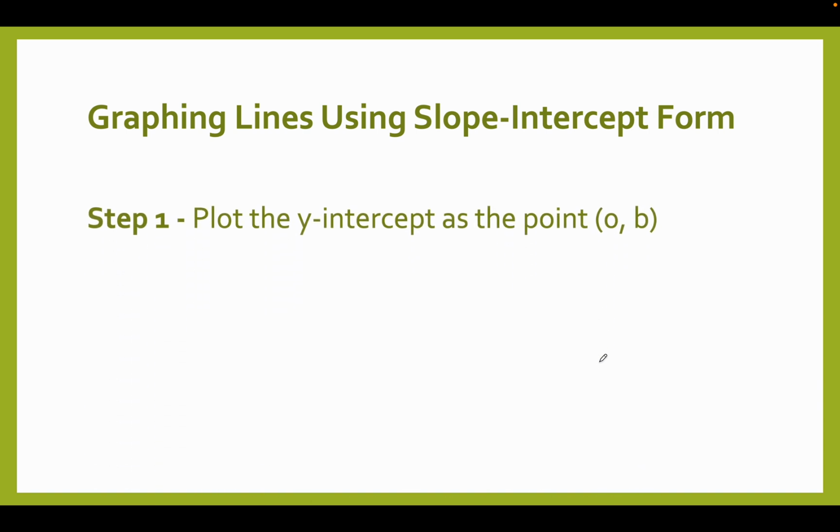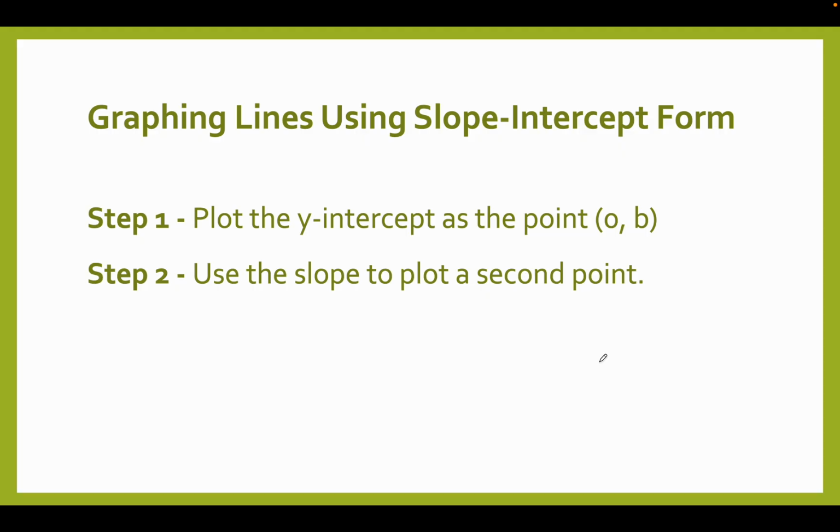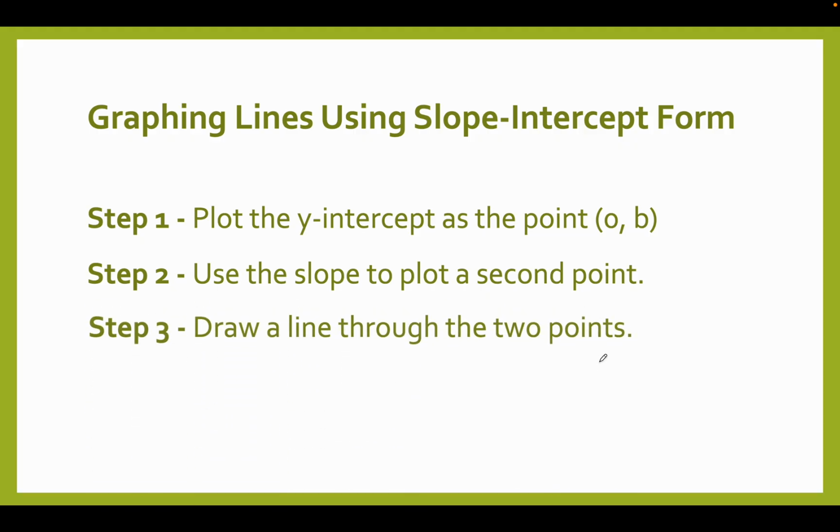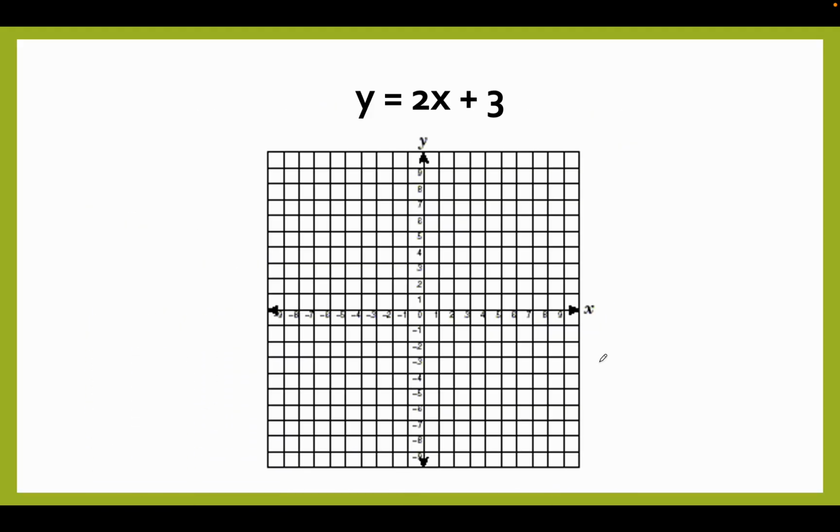Now let's talk about how we would graph our own line using the slope-intercept form. First, you're going to plot the y-intercept as the point (0, b), and then you're going to use the slope to plot a second point starting at the y-intercept that you plotted in step 1, and lastly, you'll connect the dots to make your line. Let's give that a try.